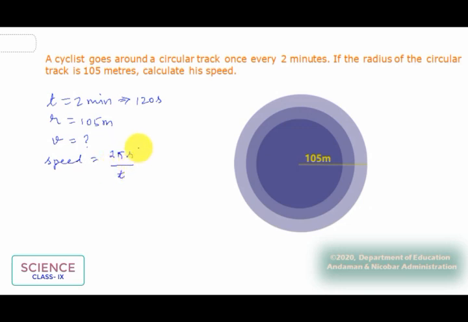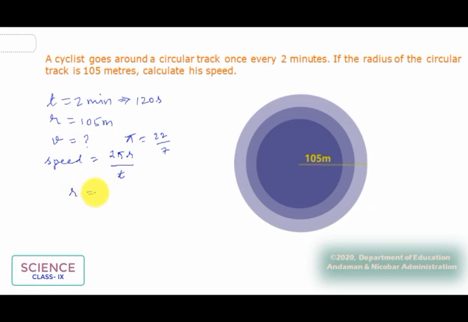Here 2 pi r is the circumference. As we know that when a body moves in a uniform circular motion, the total distance covered in a circular path will give you the circumference of the circle. So the track is circular, so the total distance to complete one rotation gives the circumference. So here 2 pi r is the total distance and t is the time taken to cover the distance, that is circumference. The value of pi we can write as 22/7.